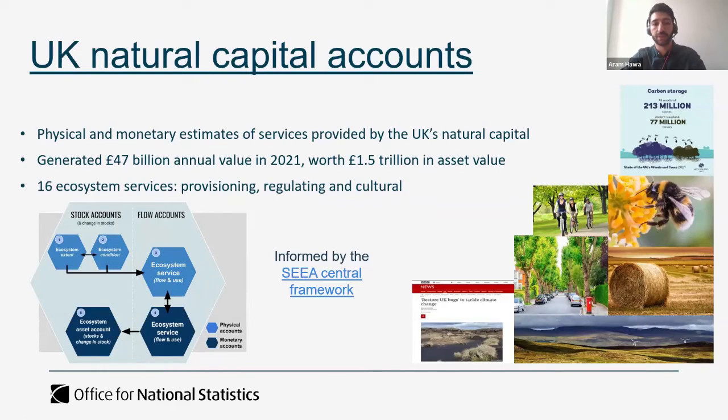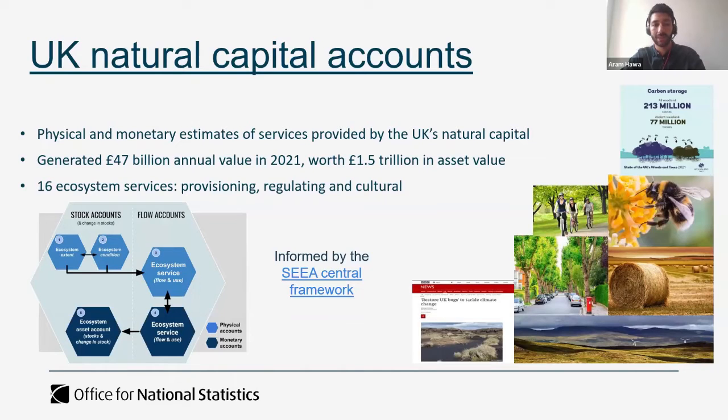Devising methods to quantify the physical volume of these services and building on these economic methodologies to translate the diverse set of physical outputs into a common monetary standard encompasses the main body of our work. Currently, we measure 16 natural services, which we categorize as either provisioning, regulating, or cultural services. As an overarching high-level statistic, nature generated an estimated 47 billion annual value in 2021.